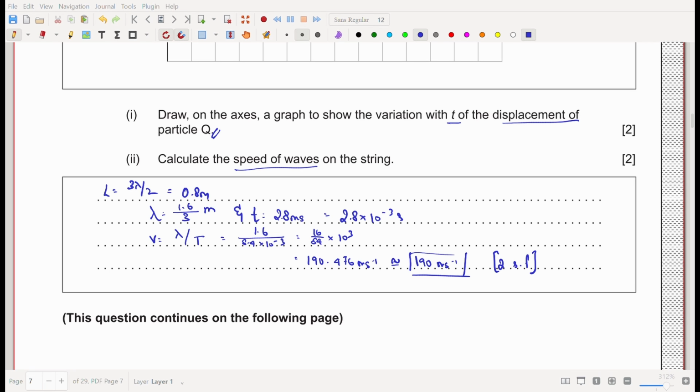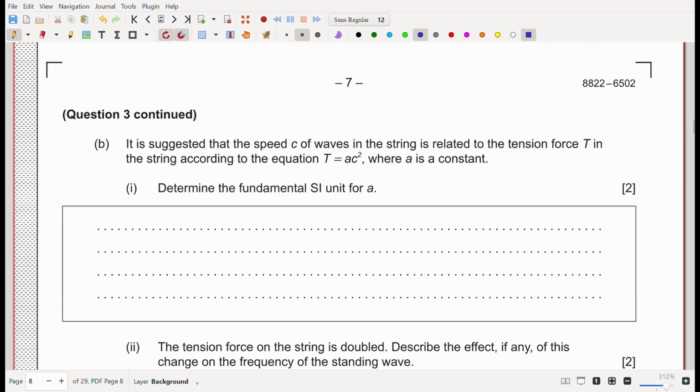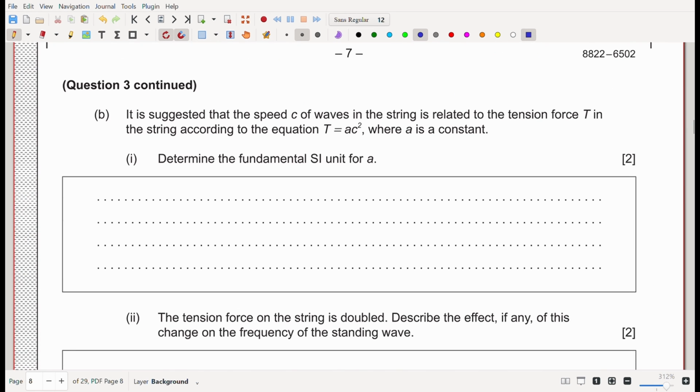Now, let's move on to the next question. I think we've actually powered through these questions much faster than paper 1, which is pretty good. In paper 2, you have a lot more time, so you don't have to go super fast, not as fast as paper 1 at least, but make sure to keep a steady pace. If you get stuck on a question, skip it, come back to it afterwards, and always leave time for checking. So now we are given part B. It is suggested that the speed c of waves is related to the tension, where tension is equal to A c squared.